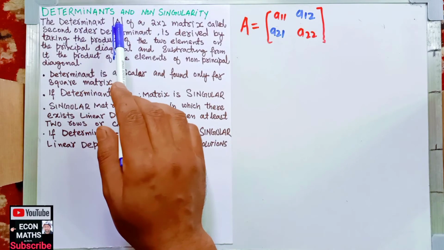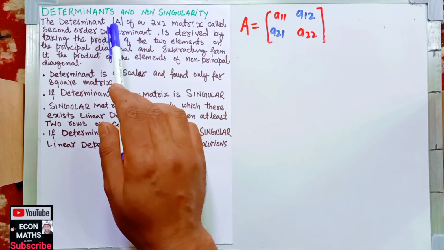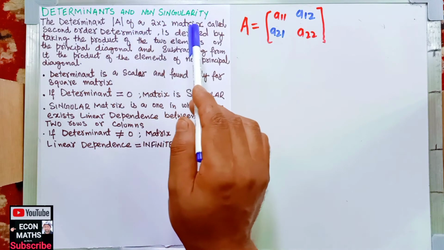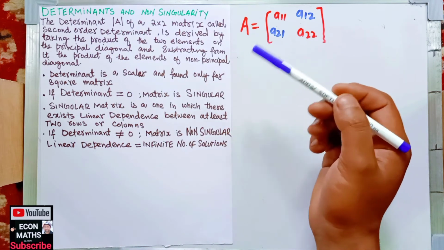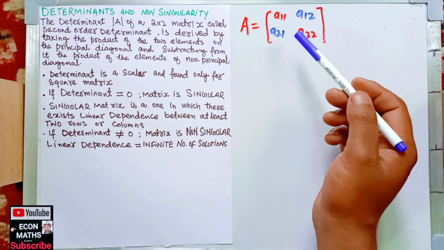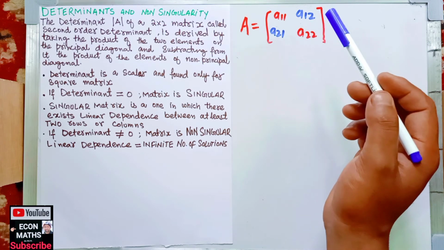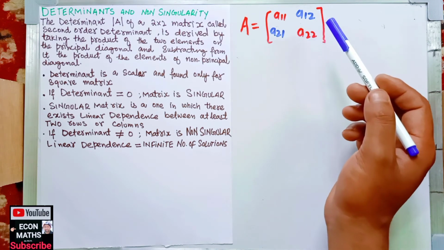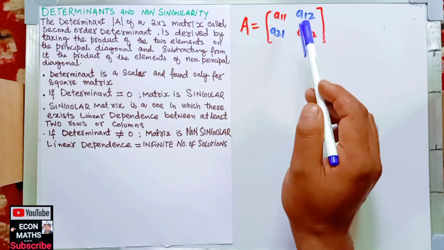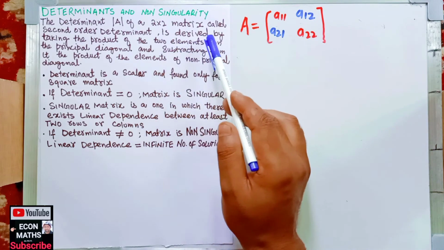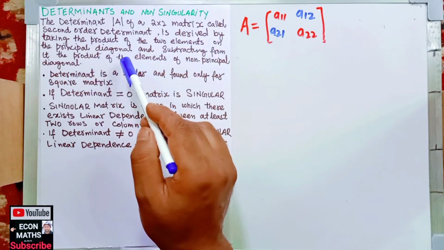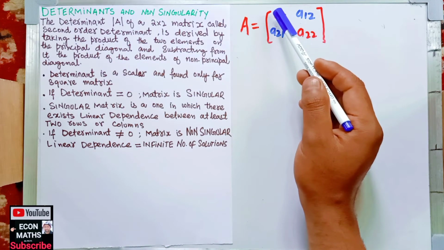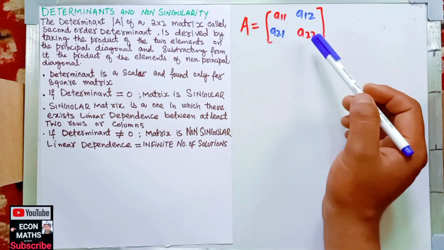The determinant, denoted by this symbol, of a 2 by 2 matrix is called a second order determinant. Now if we have a 2 by 2 matrix, then the determinant of the 2 by 2 matrix is also called the second order determinant. This is derived by taking the product of the two elements on the principal diagonal.